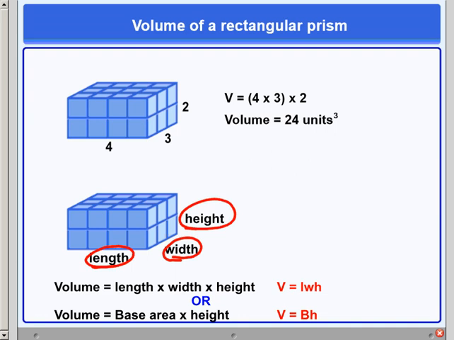So when we look at our formula or our rule for finding volume of a rectangular prism, we can do length times width times height. We can also think of volume of any prism, actually.